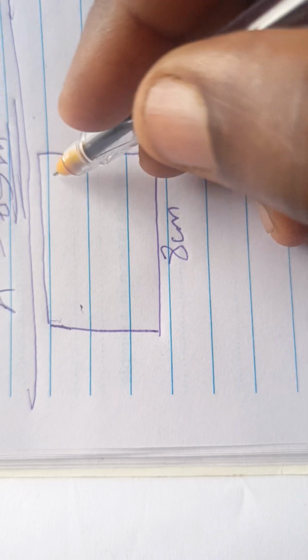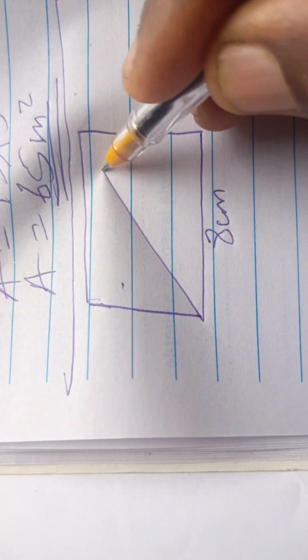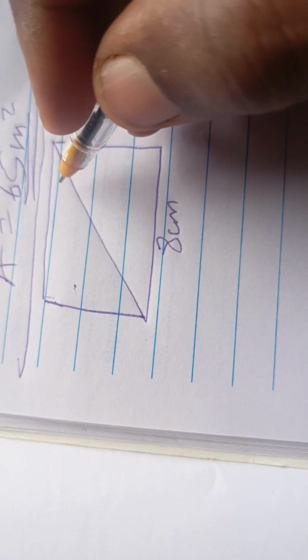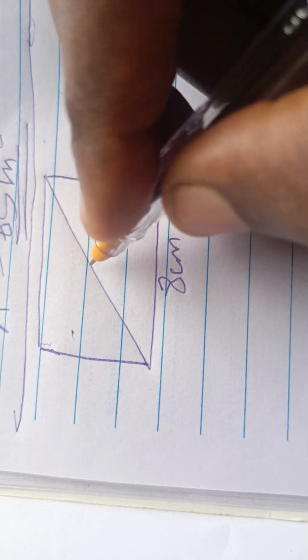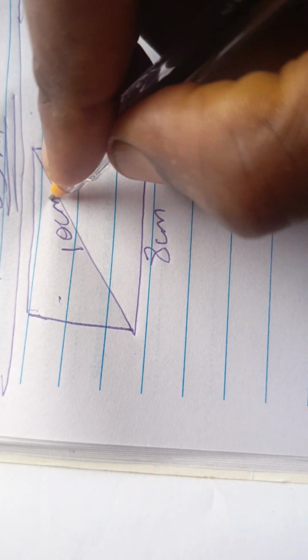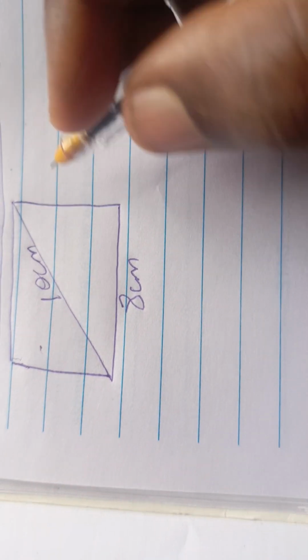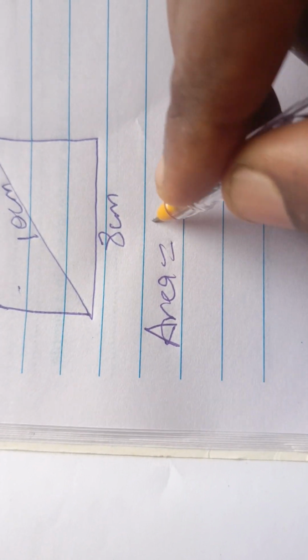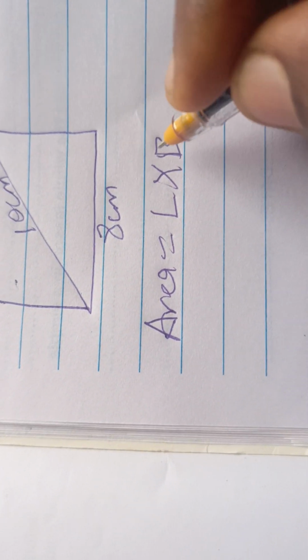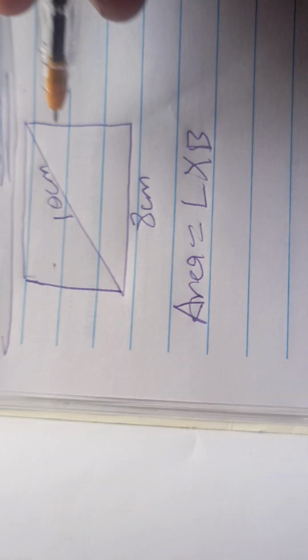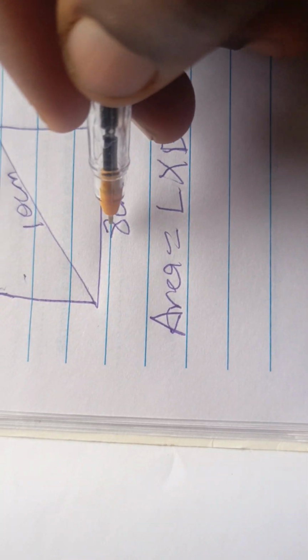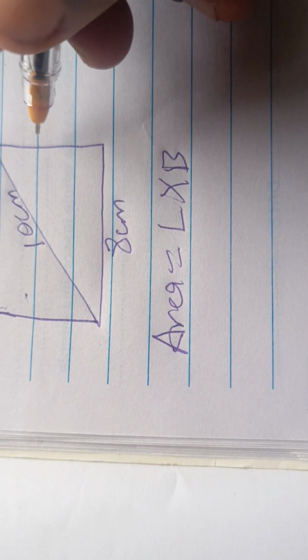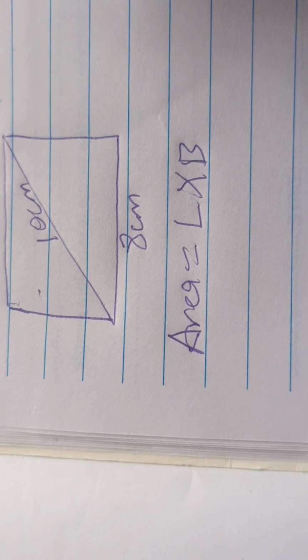Now, this is the diagonal. The diagonal is from one angle to the other. We are told that the diagonal is 10 centimeters. And we know fully well that the area of a rectangle is equal to length times breadth. We are given either the length or breadth, but we are not given the other. Even if this is the breadth, no length was given. So what do we do now?